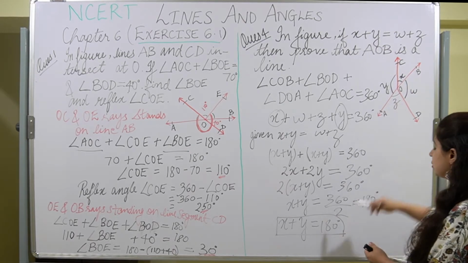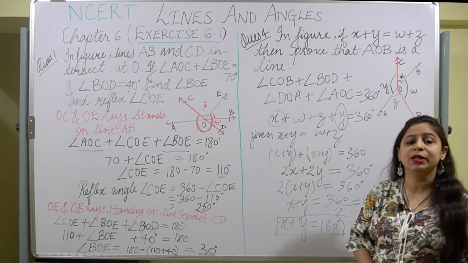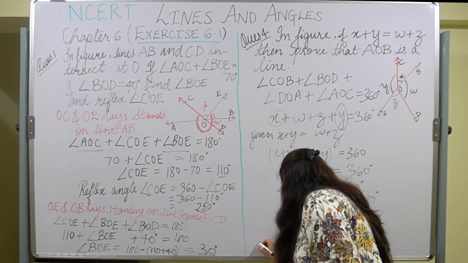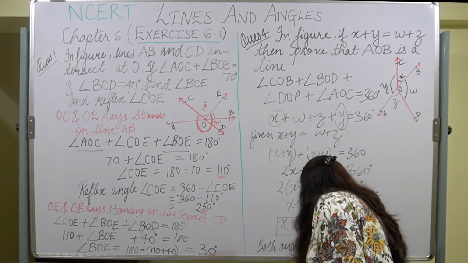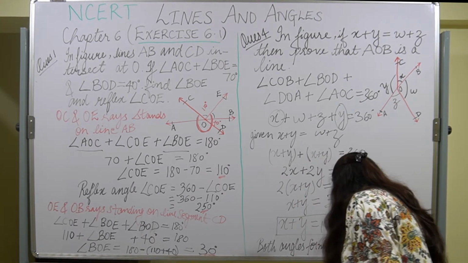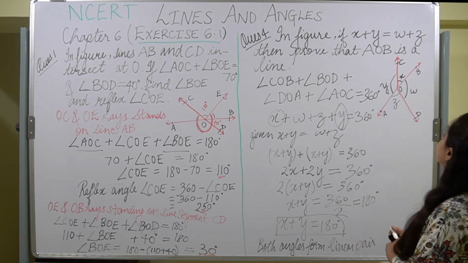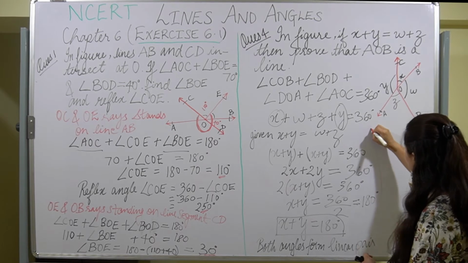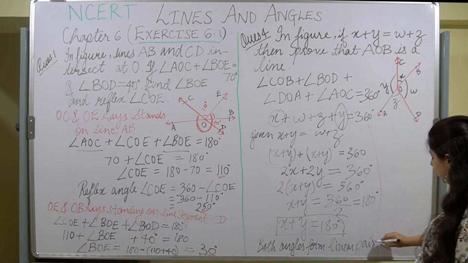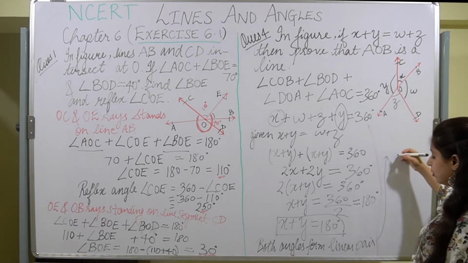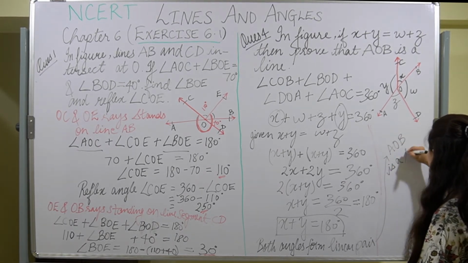So my x and y form two adjacent angles, and it comes out to be 180 degrees. So they form a linear pair. So both angles form a linear pair, and so we can say that AOB is a straight line.